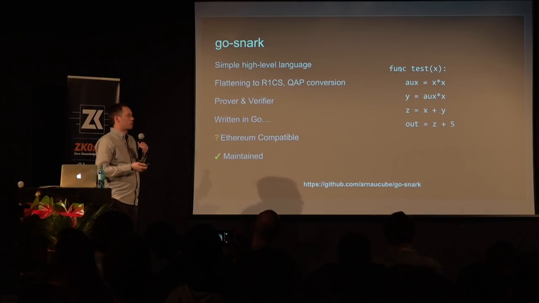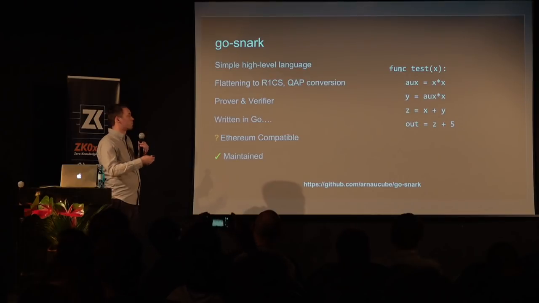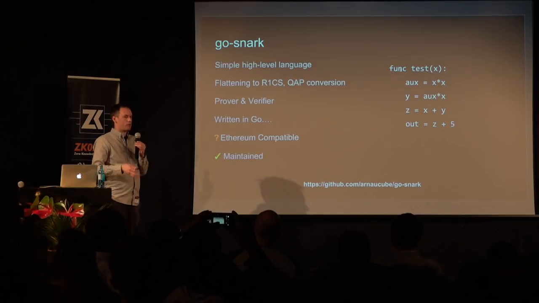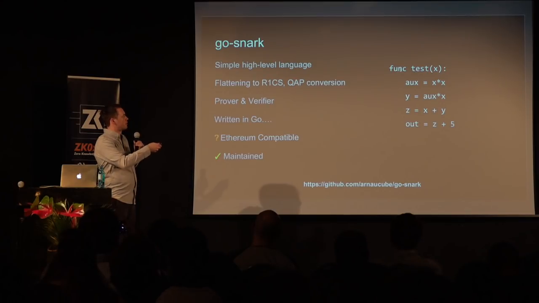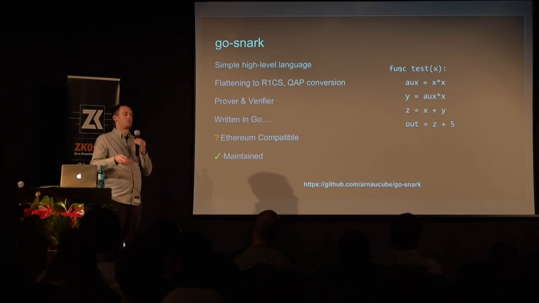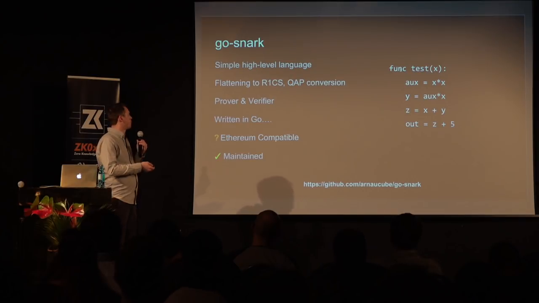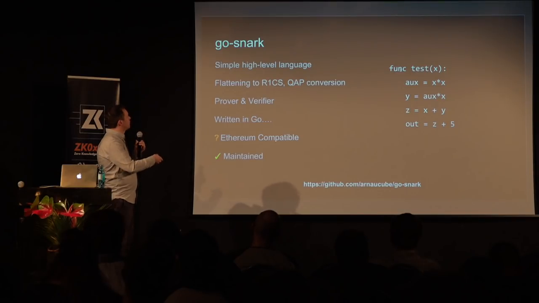So you've essentially got multiply operations, variables, functions, additions, and you don't get much else. But if you can translate your problem into that, then you can use it to do anything that SNARKs can do, but it will be very verbose. I'm not sure if it's Ethereum compatible, but it does the flattening and it's maintained.